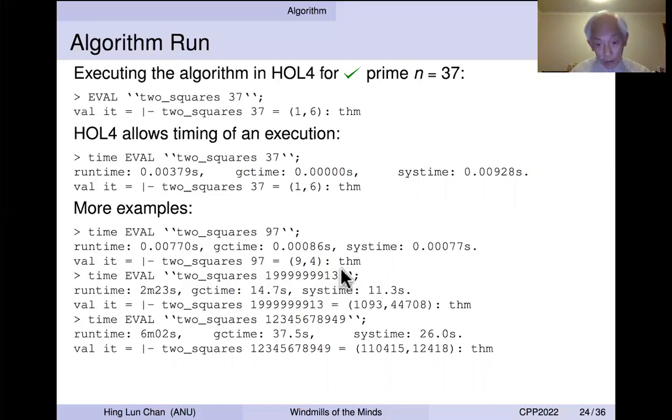This is a 10-digit number, and it takes about 2 minutes to get the two squares. And this is an 11-digit number, and it takes longer. It takes 6 minutes to get the two squares.